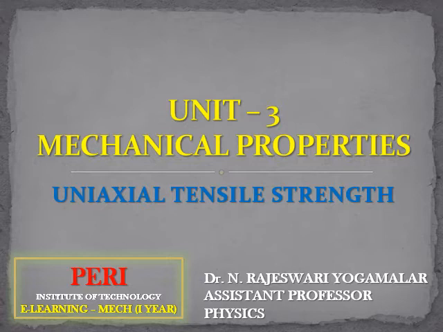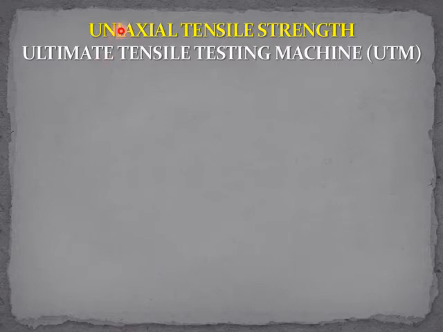The first mechanical property we are going to discuss is uniaxial tensile strength. Now we will see the first mechanical property, uniaxial tensile strength. Strength is the ability of the material to withstand the load. Uniaxial tensile means the force which is going to be applied is along unidirectional. Uni means single directional, that is either in x-axis or y-axis or z-axis. Tensile force is one which is going to elongate or stretch the material.